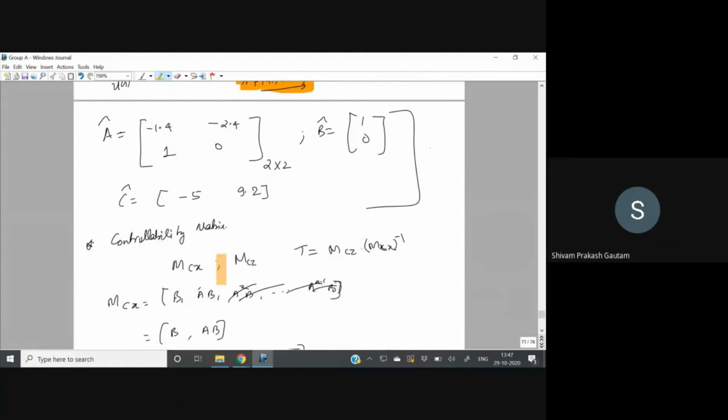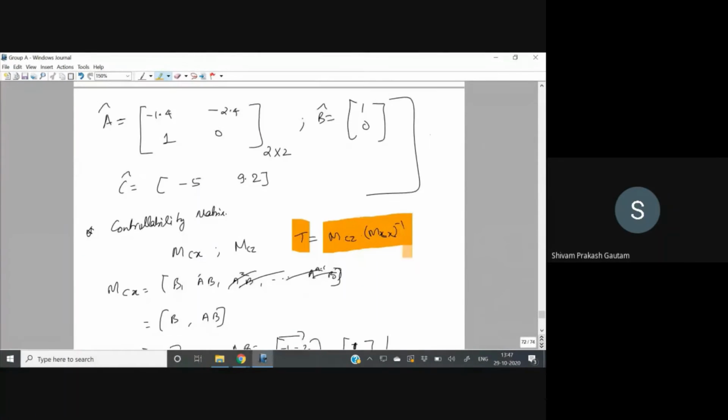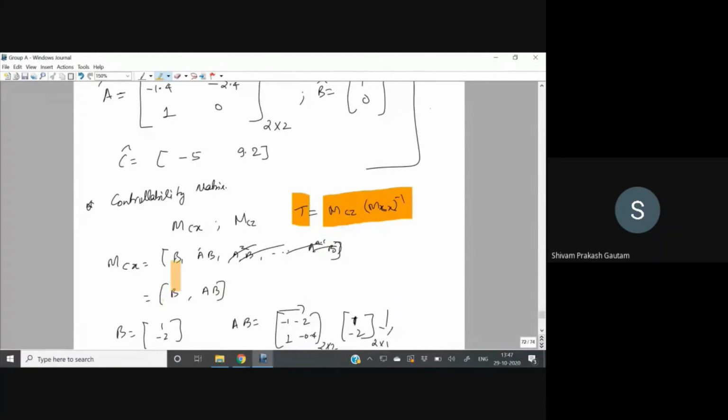Next is to calculate the T matrix, that is the transformation matrix, and this will be given by M_CZ into M_CX inverse. M_CX is the original one, that is what is originally given, in the X domain. Z is the transformed domain, the control canonical form. So first we calculate the controllability matrix in the original X domain, that is B, AB, A squared B, up to A to the power n minus 1 B. Right now this is second order, so we will calculate B and AB.